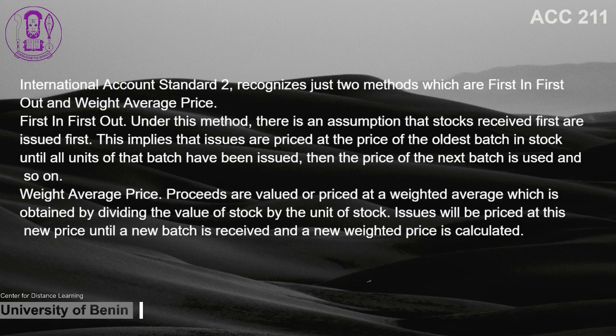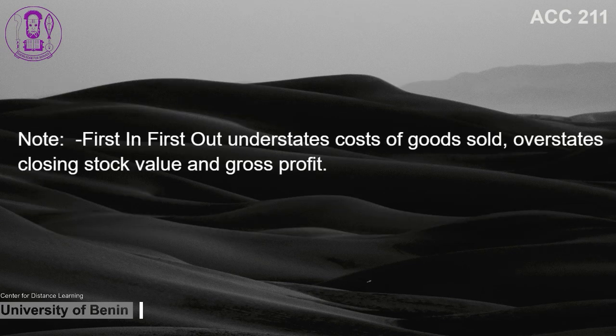This implies that issues are priced at the price of the oldest batch in stock until all units of that batch have been issued, then the price of the next batch is used, and so on. Weighted average price: issues are valued or priced at a weighted average, which is obtained by dividing the value of the stock by the units of stock. Issues will be priced at this new price until a new batch is received and a new weighted price is calculated. Note: first in first out understates cost of goods sold, and overstates closing stock value and gross profit.